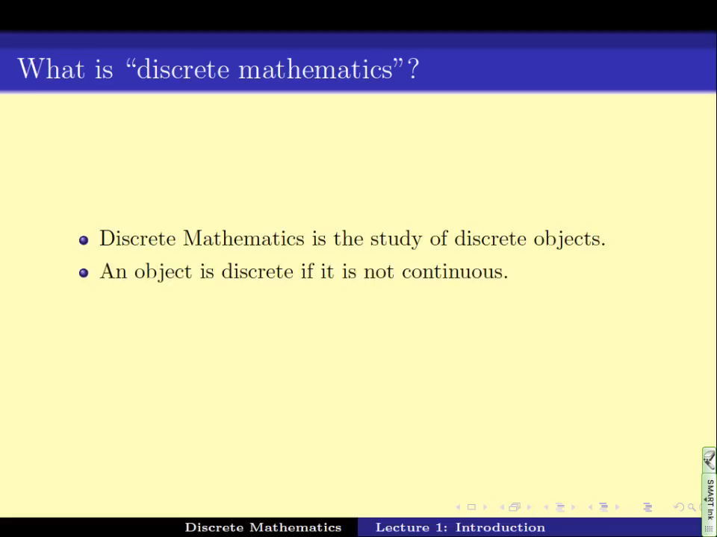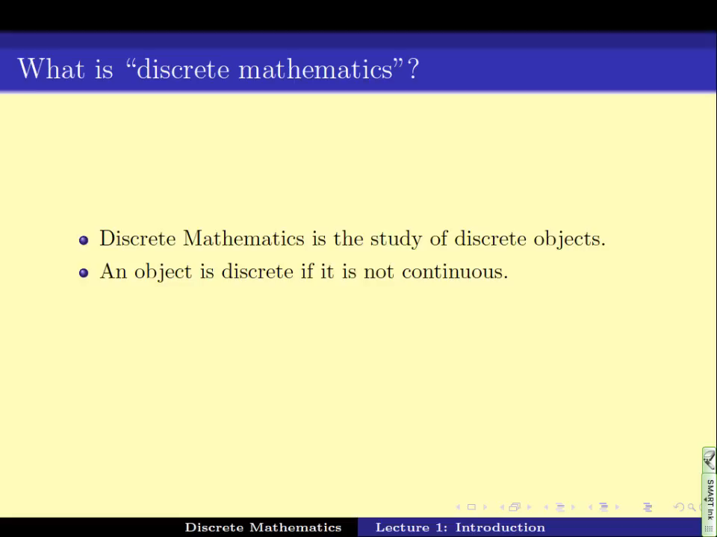To start with, what is discrete mathematics? So discrete mathematics is the study of discrete objects. That's a pretty simple answer to the question, though it doesn't illuminate too much information. So the question is, what are discrete objects? An object is discrete if it is not continuous. Again, it's an answer that is vague enough.